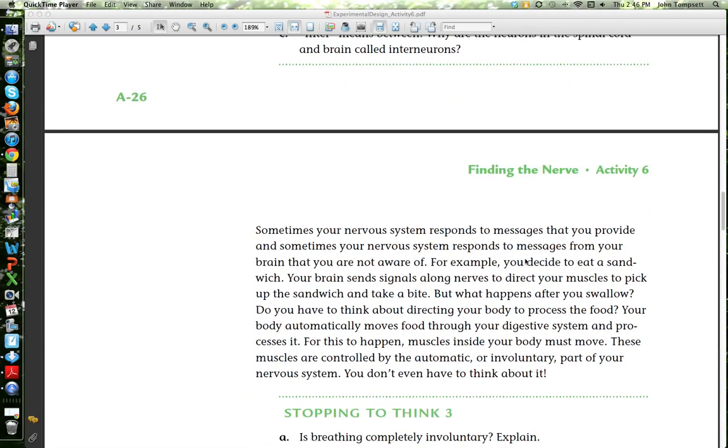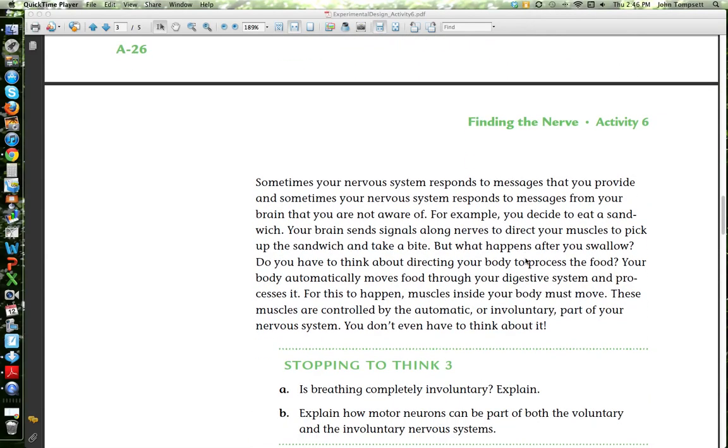Here's the next section. Sometimes your nervous system responds to messages that you provide, and sometimes your nervous system responds to messages from your brain that you are not aware of. For example, you decide to eat a sandwich. Your brain sends signals along nerves to direct your muscles to pick up the sandwich and take a bite.